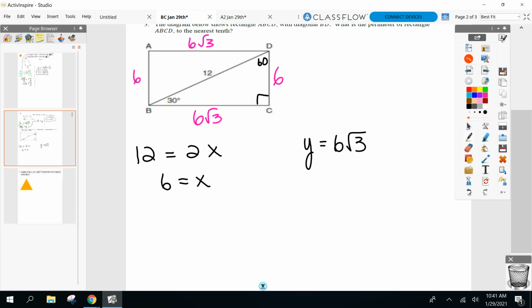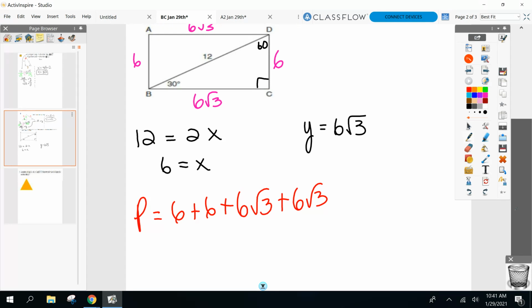So 6 radical 3 up here and 6 over here. All right, perimeter time now. I have 6 and 6, and then I have 6 radical 3, 6 radical 3. More radical talk. What do you think here? I can't combine all 4. They don't all have radical 3s with them.